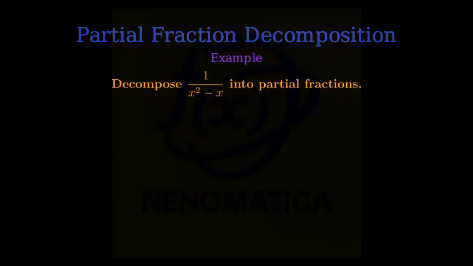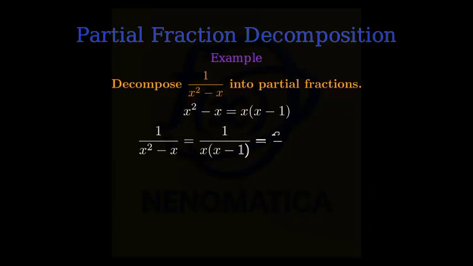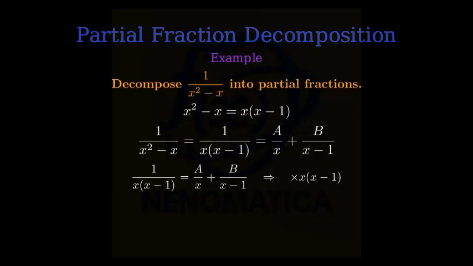Step 1. Factor the denominator and set up the partial fractions form. X squared minus x factors into x times x minus 1. So we propose a decomposition, A over x plus B over x minus 1. Step 2. Clear denominators. Multiply both sides by x times x minus 1.